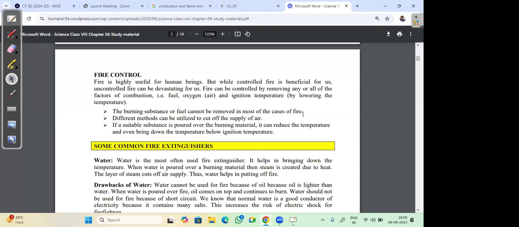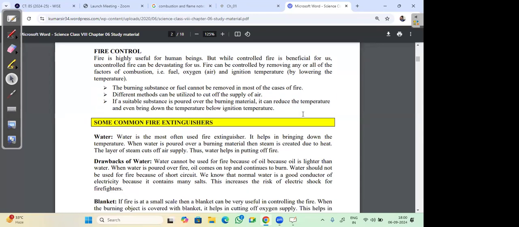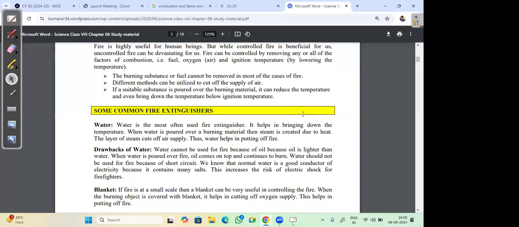So now, some of the common fire extinguishers. There are different types of fire extinguishers which can be used. Like we have water, a blanket, sand, and carbon dioxide as fire extinguishers. Water is the most often used fire extinguisher. Can anyone tell why we use mostly water as a fire extinguisher?